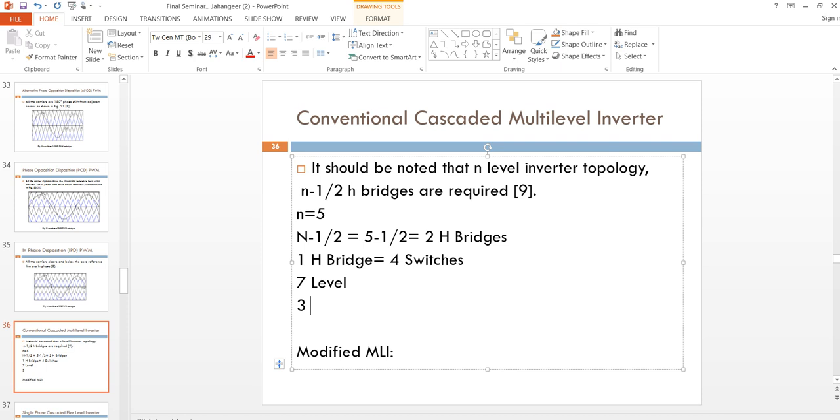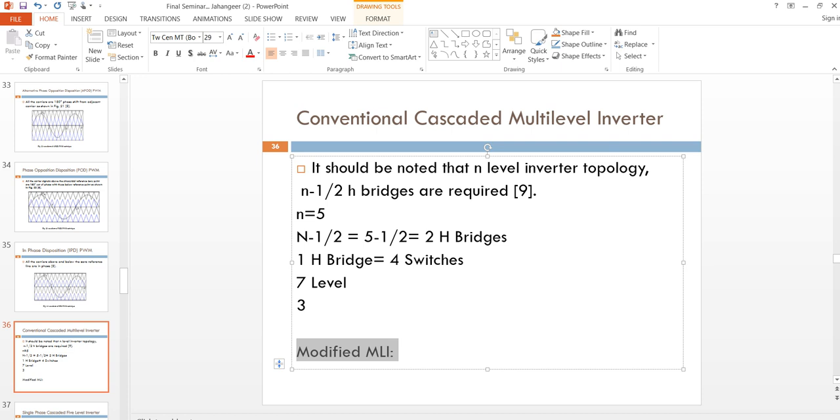So you should notice that in conventional, the biggest disadvantage is that as you increase levels, switching complexity increases very fast. The advantage is that as you increase levels, the total harmonic distortion will decrease, but at the cost of switching complexity. So what is the solution? Researchers focused that we should move to modified MLI.